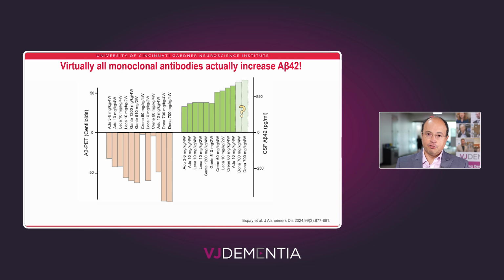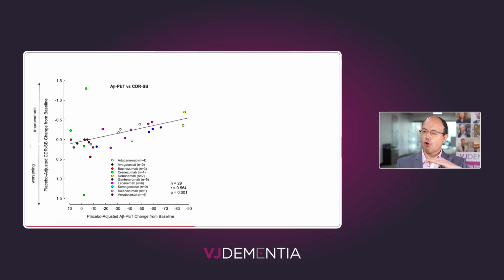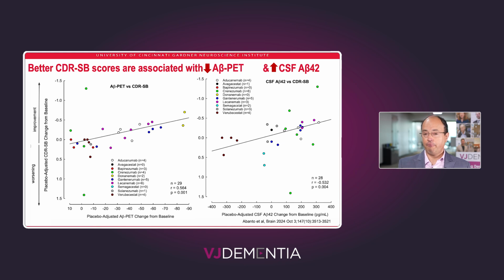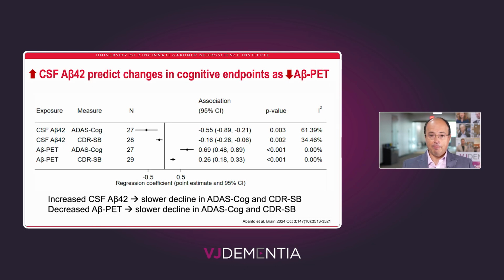So what we've done with this data is to determine the extent to which we can replicate what has been done before, which is that across trials, certainly not within them, there is a relationship whereby the lower the amyloid, the better the cognitive endpoint. We replicated that with what we've seen through the trials, but we used the other piece of data, the increases in A-beta-42, and found a very similar relationship, such that we can conclude that the increases in A-beta-42 predict changes in cognitive endpoints at least as well as the decreases in amyloid.